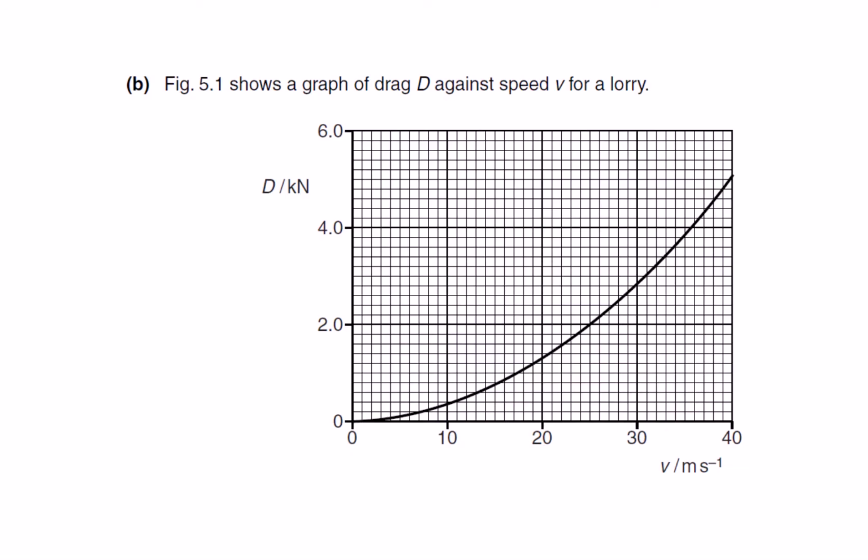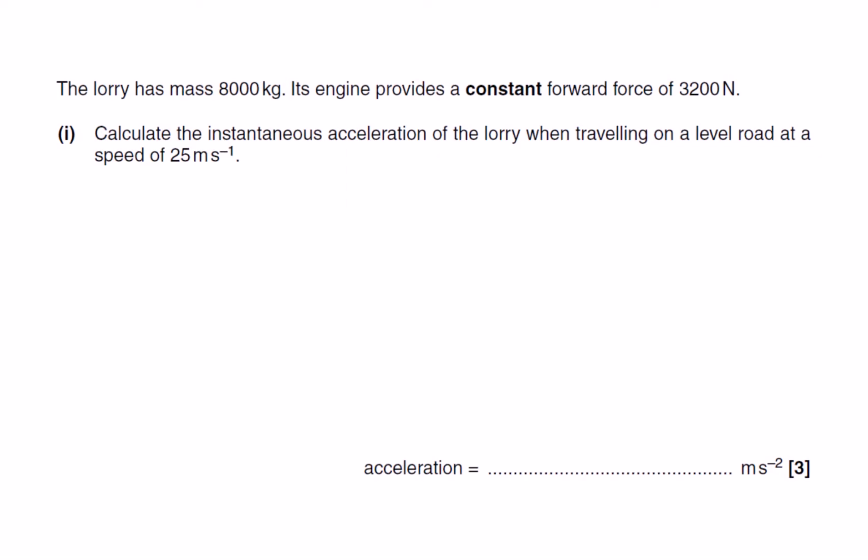So now we're moving on to part B, and you're presented with this graph. As with all graphs, the first thing you need to check is what the axes are. So we've got the velocity here in meters per second, and we've got the drag force D, and they are trying to put a little slip in by giving the units as kilonewtons. Okay, let's see what we've got to do. So the lorry has a mass of 8,000 kilograms. Its engine provides a constant forward force of 3,200 newtons, and we're asked to calculate the instantaneous acceleration of the lorry when travelling on a level road at a speed of 25 meters per second.